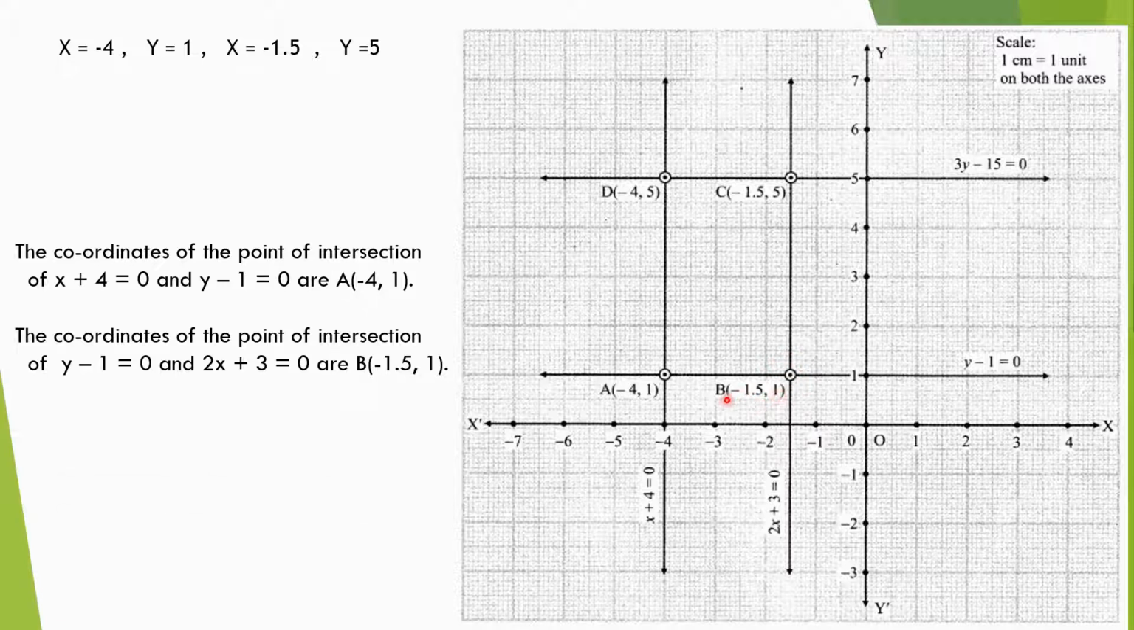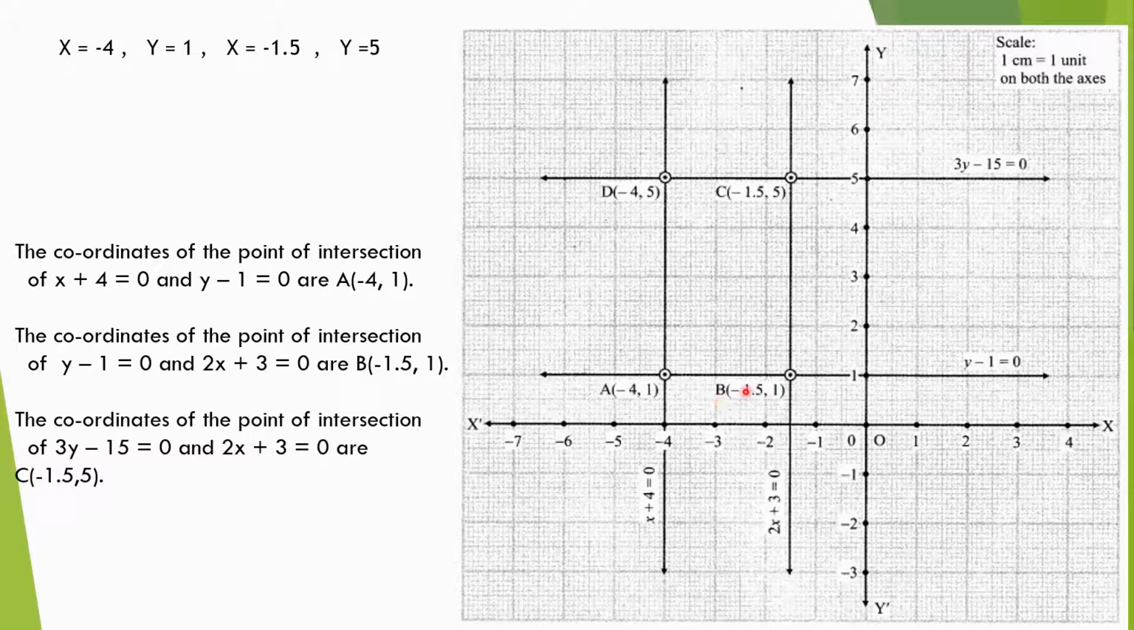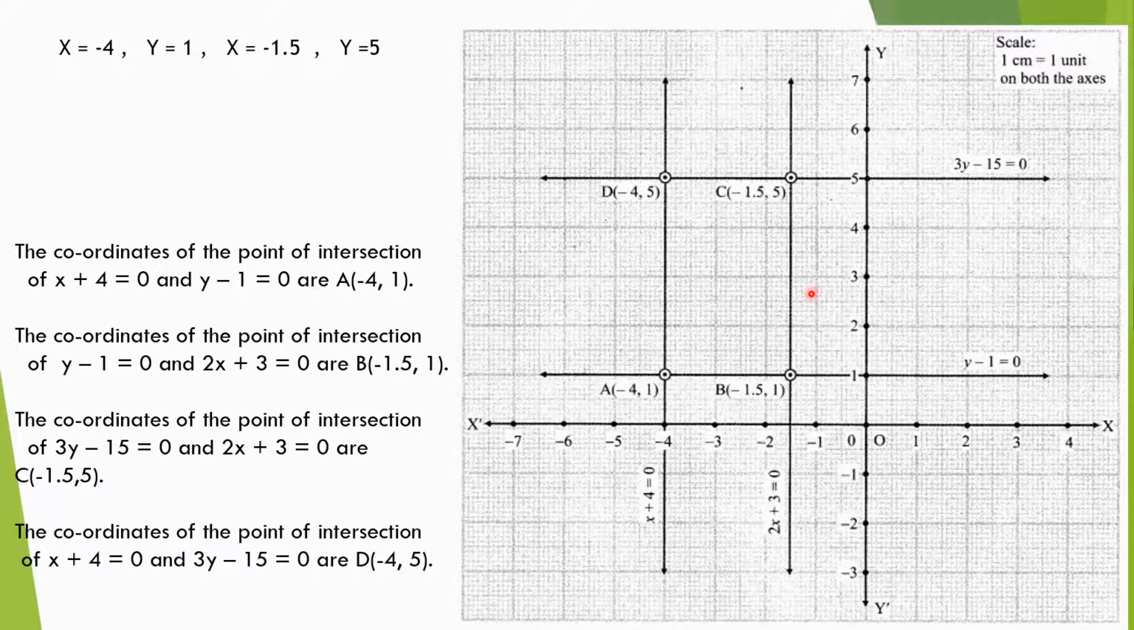And the third one, the coordinates of the point of intersection of 3y minus 15 is equal to 0 and 2x plus 3 is equal to 0 is C of (-1.5, 5). And the last one, the coordinates of the point of intersection of x plus 4 is equal to 0 and 3y minus 15 is equal to 0 are D of (-4, 5).